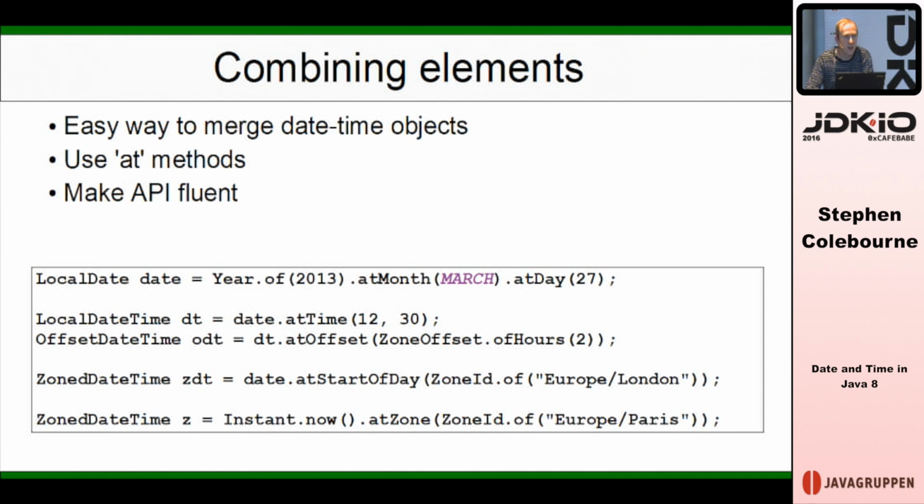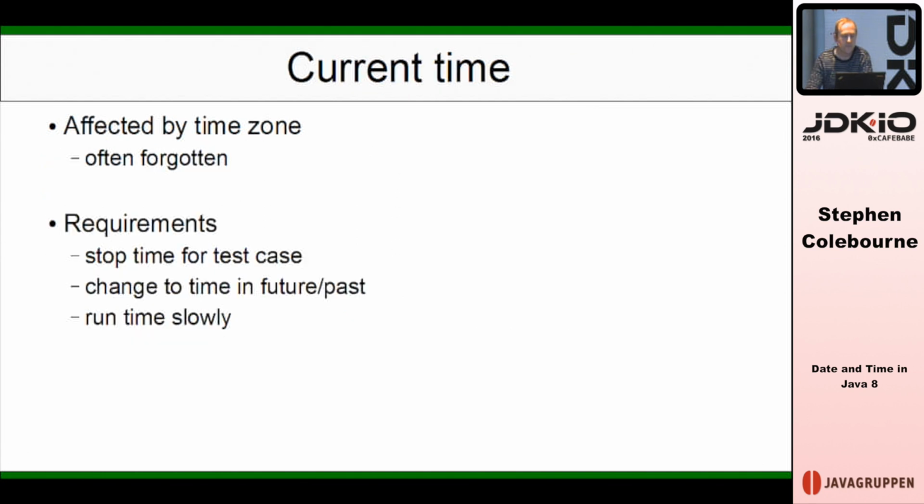So here I've got a year of 2013, and I call @month, and that will get back a year month object, and I call @day, and that will get back a local date object. So the prefix is used to make a smaller date time object into a bigger date time object. So date.@time 12:30 gets you a local date time, @offset 2 hours gets you an offset date time, or @start of day will get you the zone date time at the start of the day, which will be midnight most days, but 1 a.m. if you've got a weird daylight savings time place.